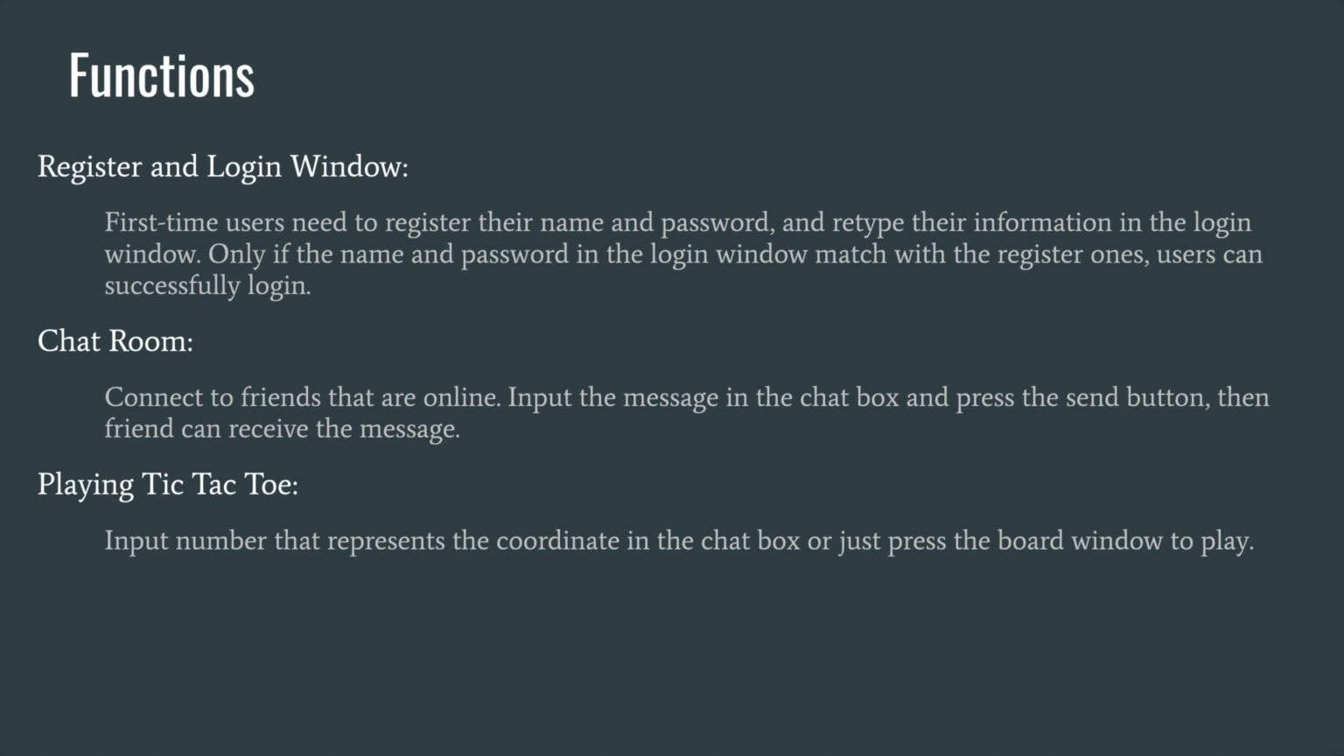The second one is the chat room. In the chat room, the users will connect to two friends that are online, input the message in the chat box, and press the send button, then the friend can receive the message. The last one is playing tic-tac-toe. Input a number that represents the coordinate in the chat box, or just press the board window to play.